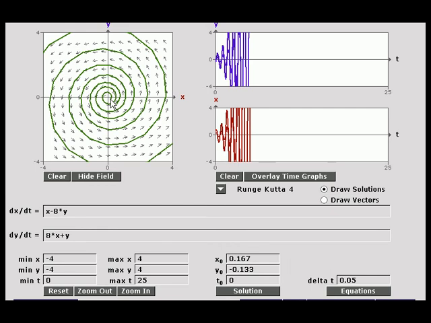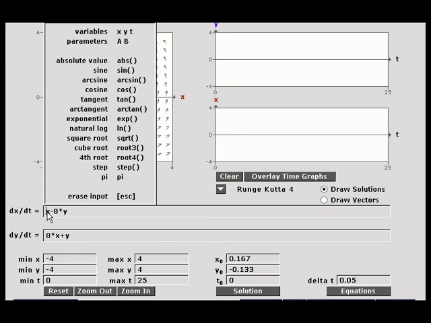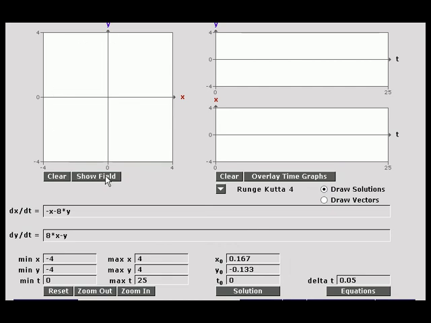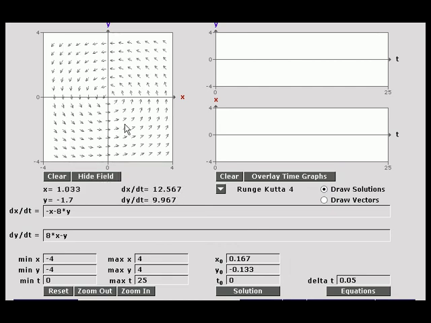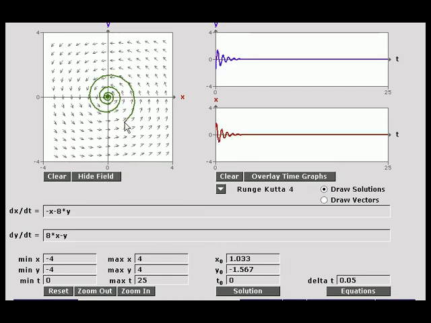Start anywhere and it spirals out. Okay, let's change the 1 to a minus 1 here and here. And now the matrix is minus 1, minus 8, 8, minus 1. That one had eigenvalues minus 1 plus or minus 8i. So that should be a spiral sink. And it is.